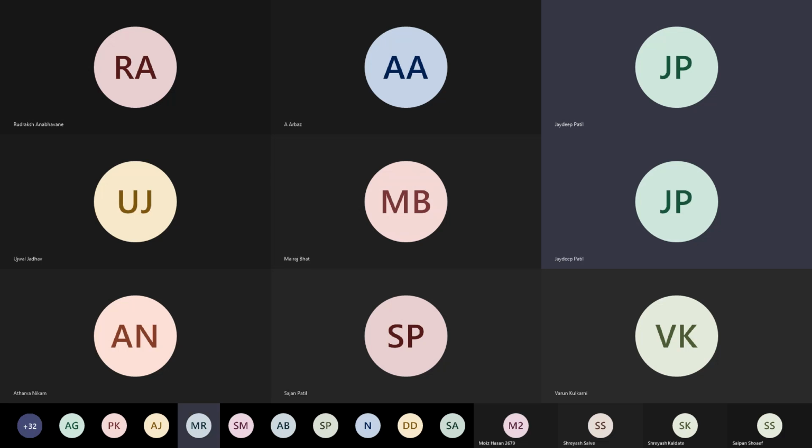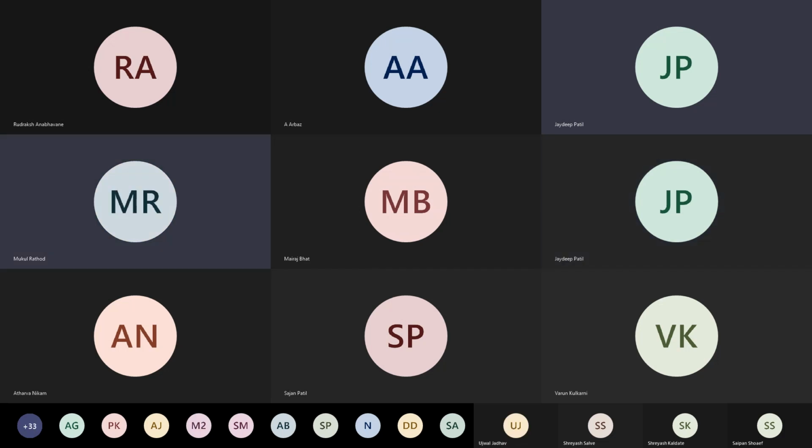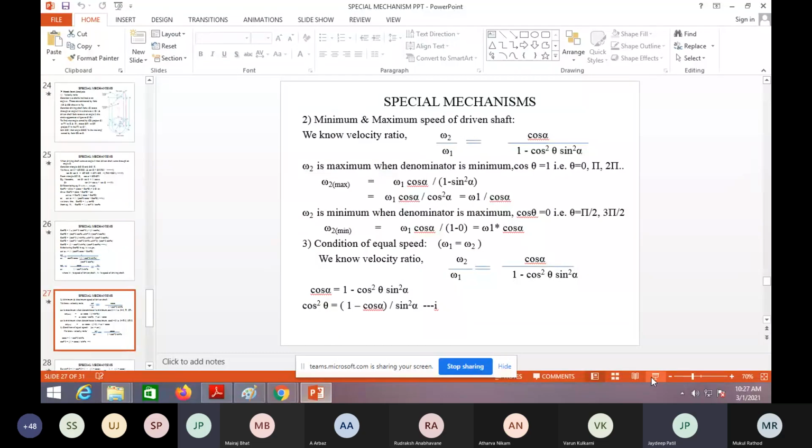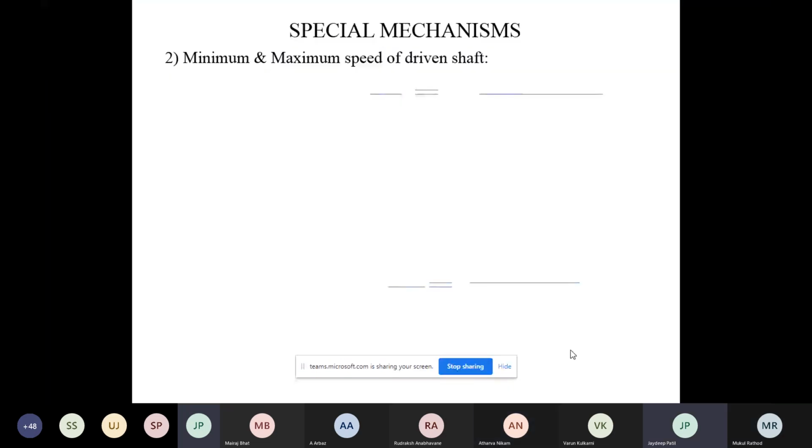Now the speed of driven... Hello, sir. सर स्क्रीन दिसत नाहीये तुमची. हाँ सर स्क्रीन नाही दिसत आहे. 1 minute. Screen आहे. Is it visible? Yes, sir. Yes, sir.